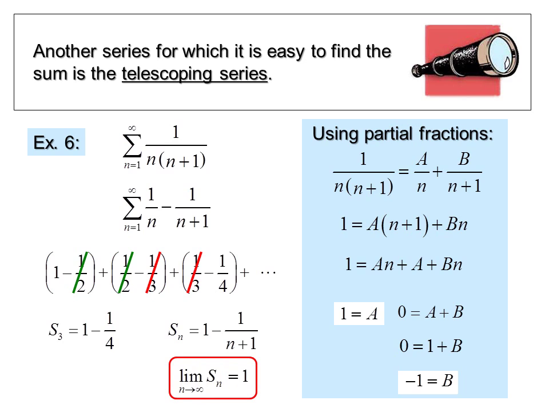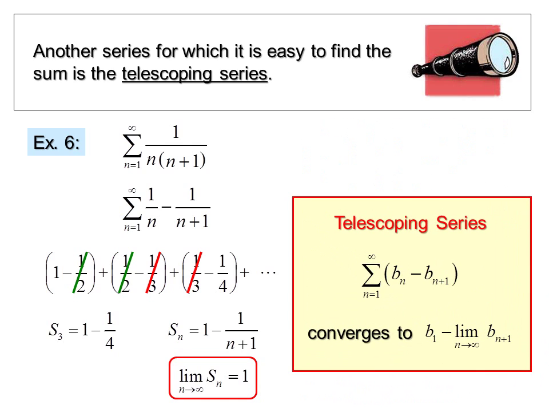If we take the limit as n goes to infinity, we see that the sum of the infinite series in this case is just 1. For a telescoping series, the summation from n equals 1 to infinity of b sub n minus b sub n plus 1 converges to b sub 1 minus the limit as n goes to infinity of b sub n plus 1.